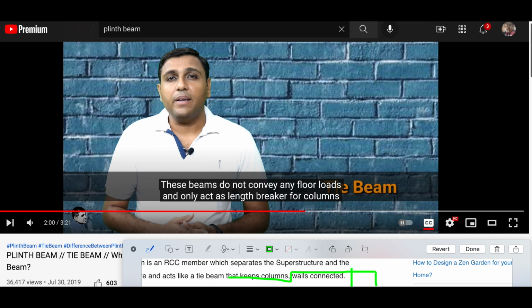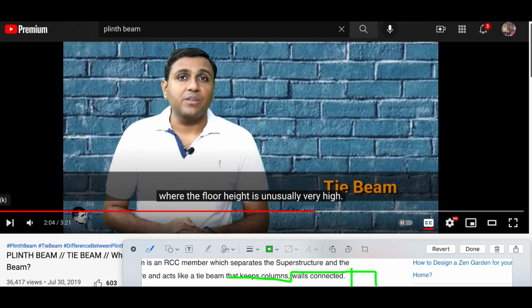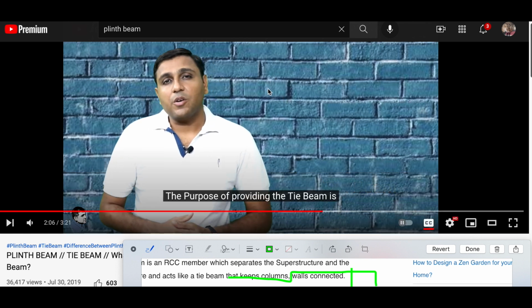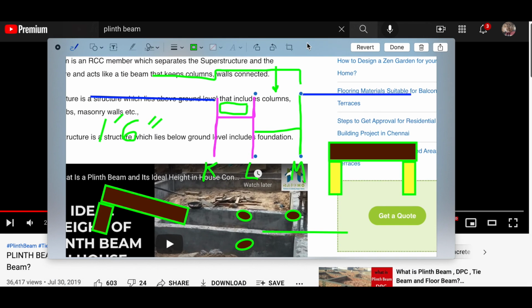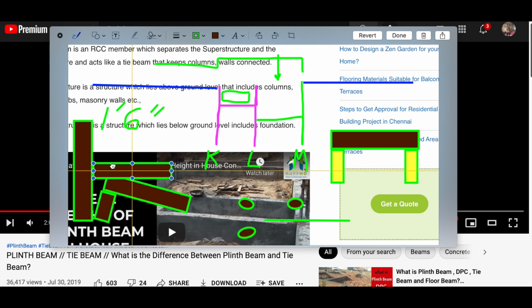So these beams do not convey any floor loads and act as a length breaker for columns where the floor height is unusually very high. So length breaker, so your slenderness factor. So let's say, let's do 2 floors, right? We're just going to tie these in, and then we'll put a floor here. All right, so that's its length breaker to make it rigid.